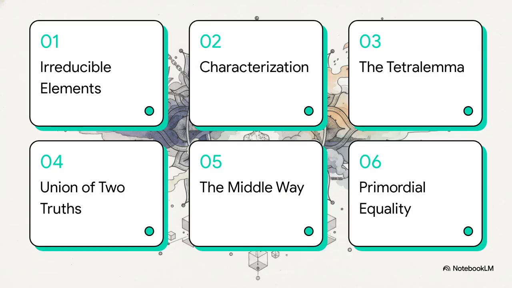So, just briefly mapping out our journey today, we're going to cover Chapter 5's irreducible elements, the triad of characterization, deconstruction via the tetralemma, the union of two truths, entering the middle way, and finally, primordial equality in action.